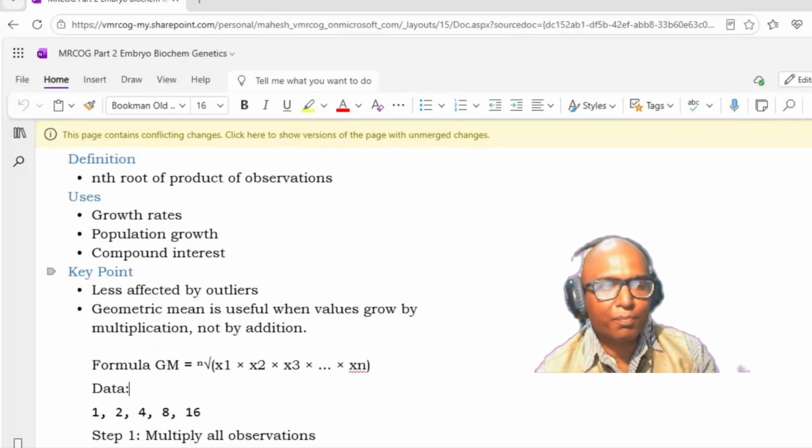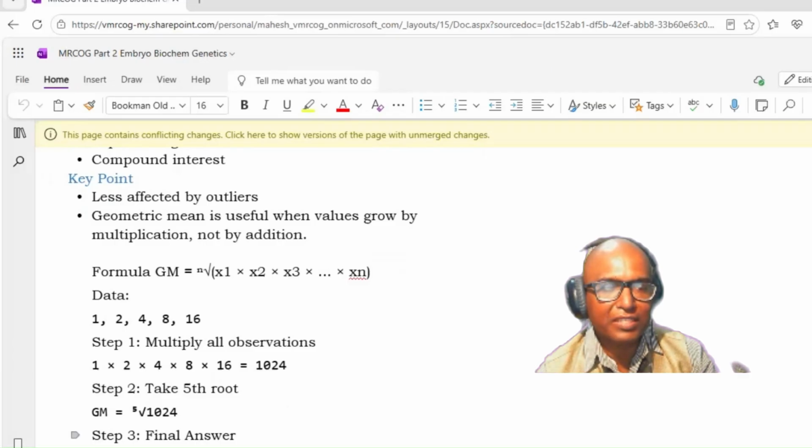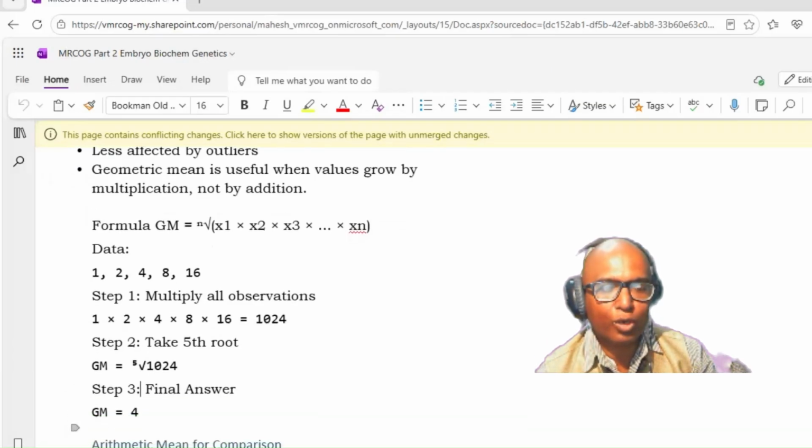Suppose you are given the data set 1, 2, 4, 8, 16. How will you calculate the geometric mean? 1 multiplied by 2 multiplied by 4 multiplied by 8 multiplied by 16, and you take the fifth root of this. The product of all observations is 1024, and the fifth root of 1024 gives a geometric mean of 4.